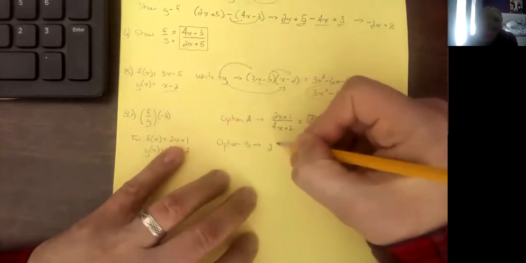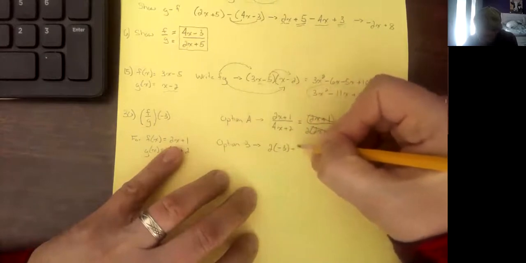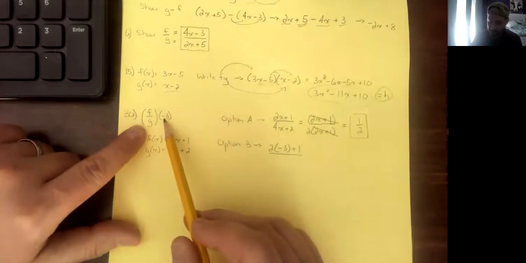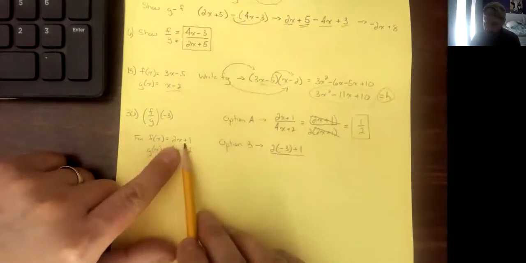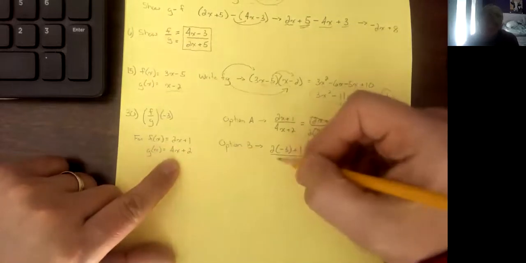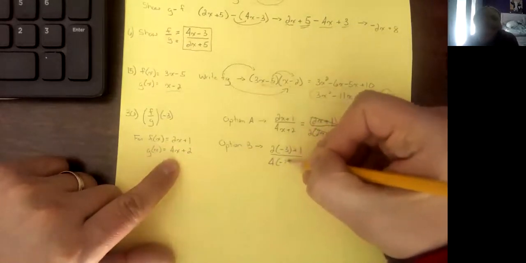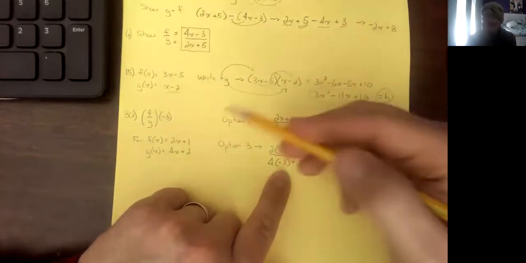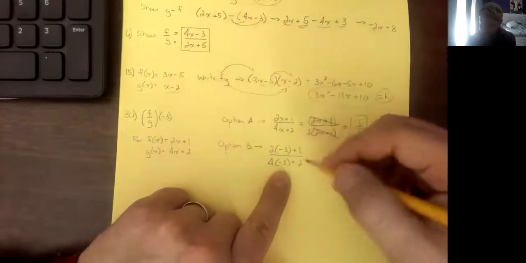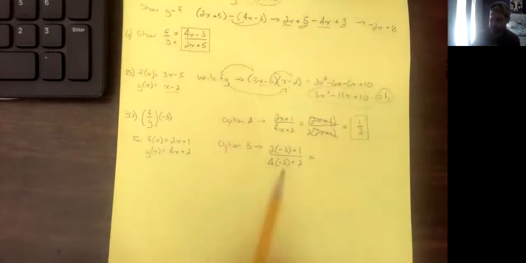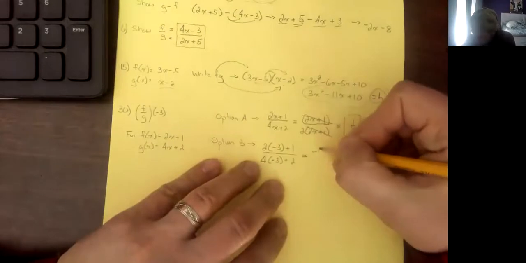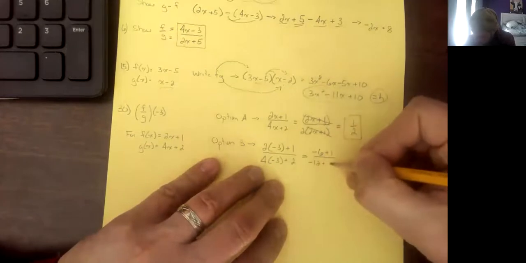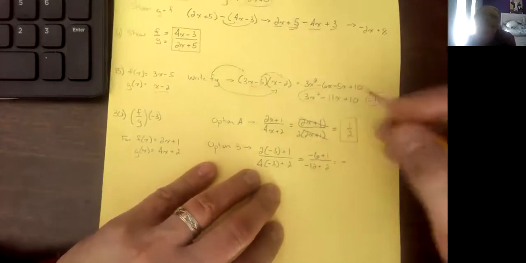Option B would be go ahead and plug the -3 in. F over G of -3. Well, if F is 2x plus 1, I make my x a -3. If G is 4x plus 2, I make my x a -3. So G of x, F of x, same variable, so the same number. So here I have a -6 plus 1, and here I have a -12 plus 2.